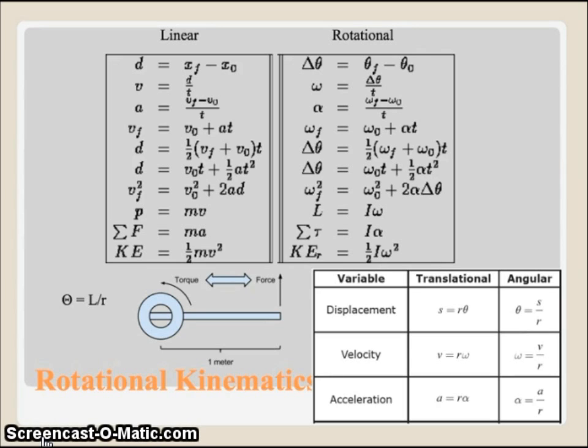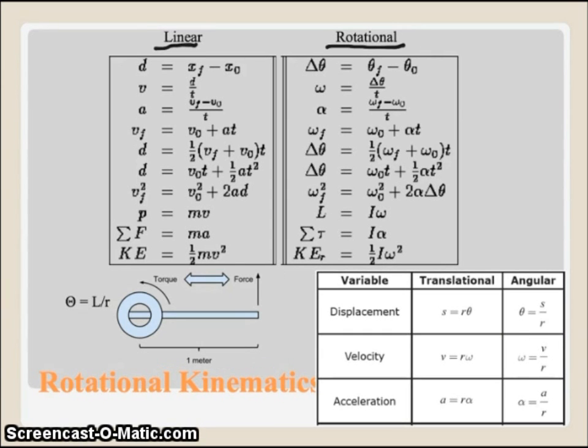It's just like linear kinematics, but with angles, basically. And so all the equations for rotational kinematics have analogs and counterparts in linear kinematics. Then we get into the real forces involved, which is torque.